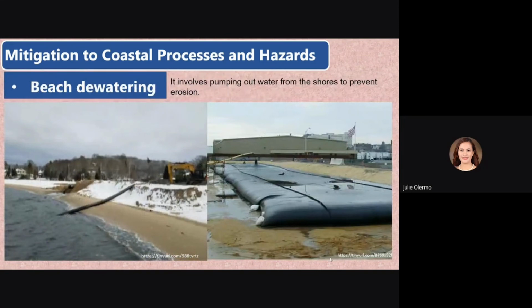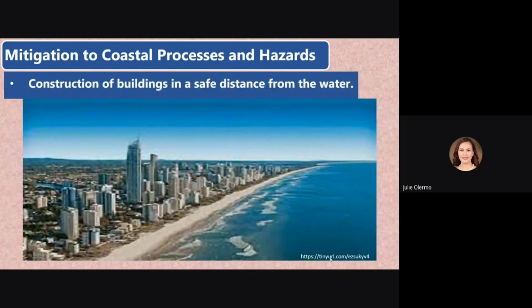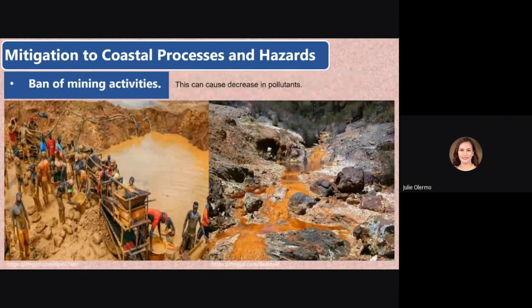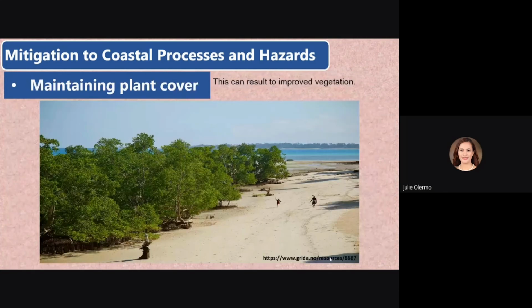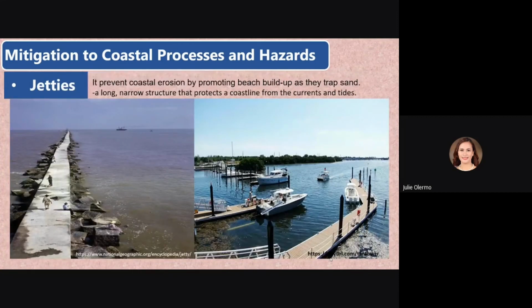Beach dewatering involves pumping out water from the shore to prevent erosion. That is how they do the process. Construction of buildings at a safe distance from the water. The ban of mining activities. This can cause a decrease in pollutants. Maintaining plant cover can result in improved vegetation. The jetties prevent coastal erosion by promoting beach buildup as they trap sand.